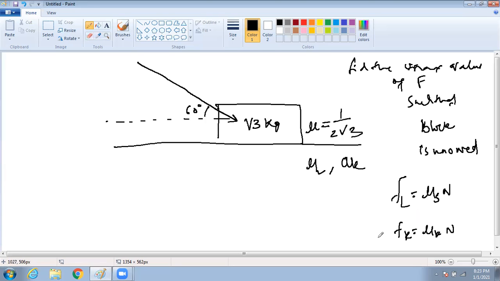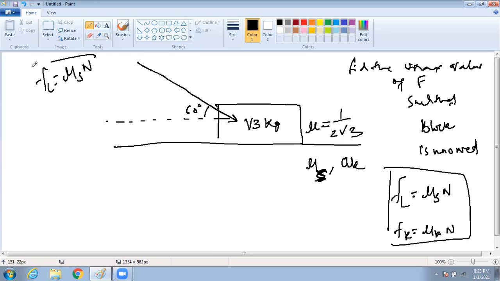Yes, sir. Like you wrote mu L, no, sir. For that only I'm saying, sir. Oh, it's an error, a typo. We will always use FL equal to mu S into N. Remember that. Okay.